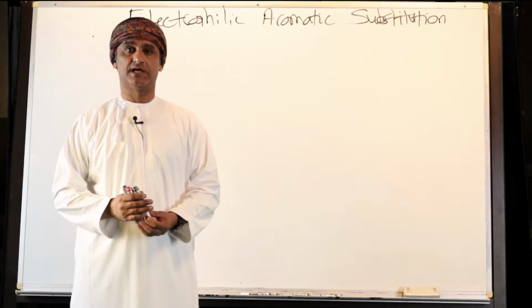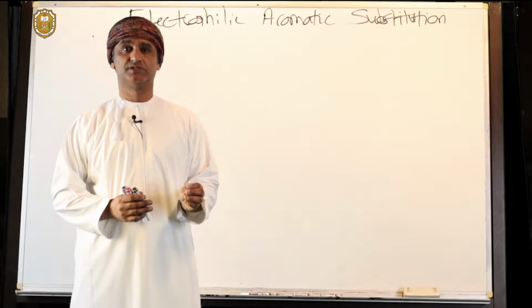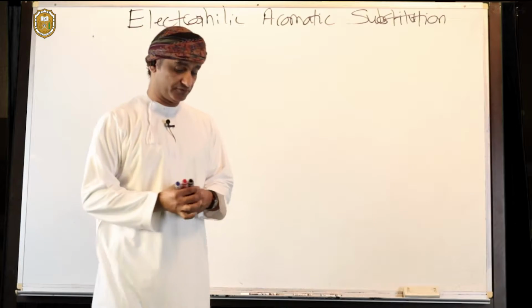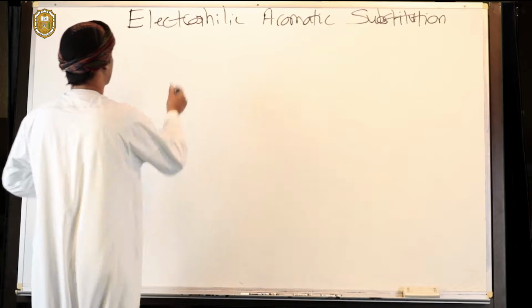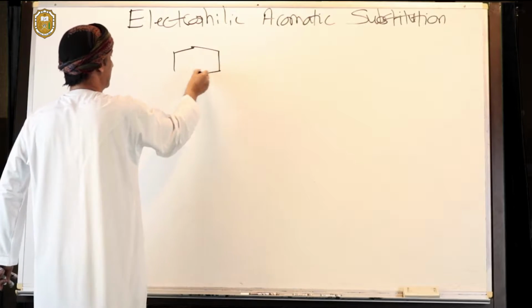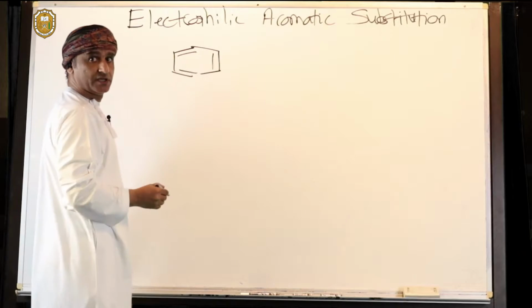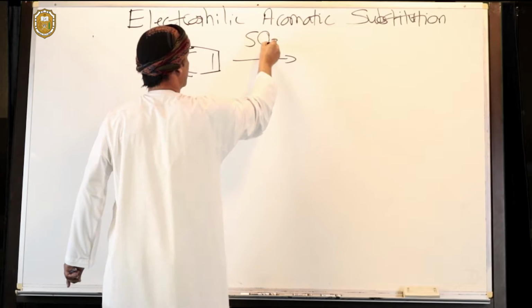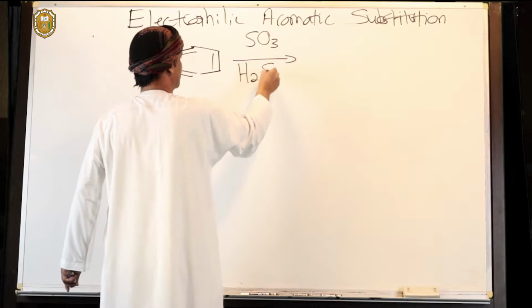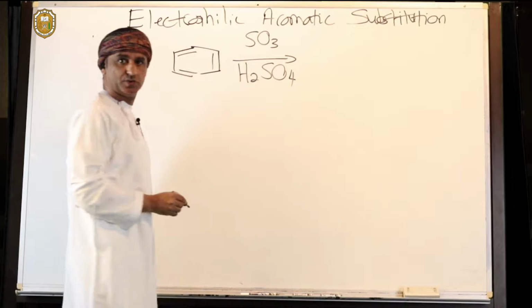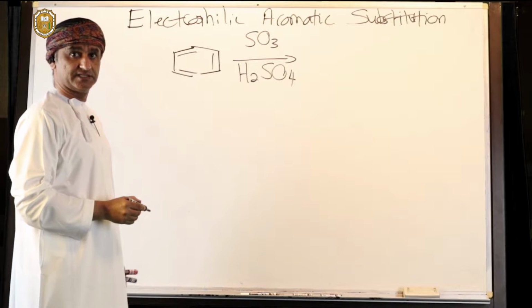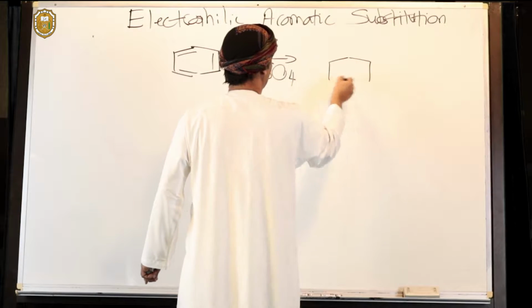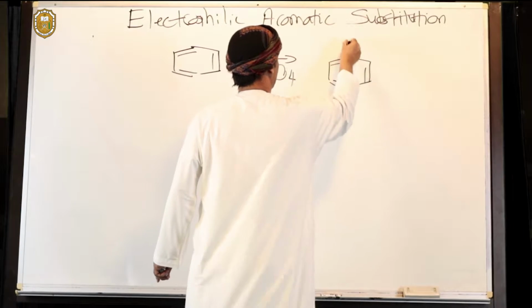Let's now take another example of an electrophilic aromatic substitution. This time we try to do sulfonation of benzene. So if we take benzene, and if the benzene ring is treated with sulfur trioxide, SO3, in the presence of sulfuric acid, H2SO4, what happens is actually sulfonation, and benzene sulfonic acid is obtained as the final product.